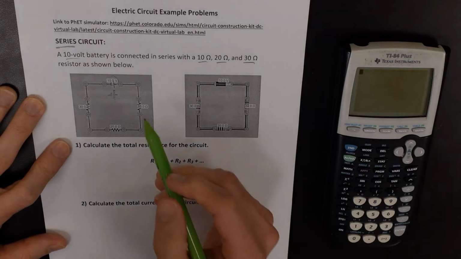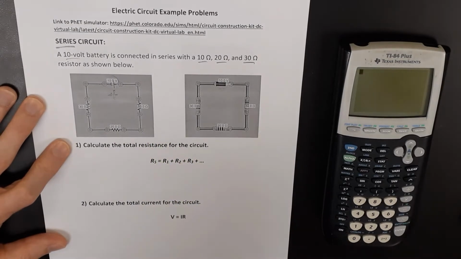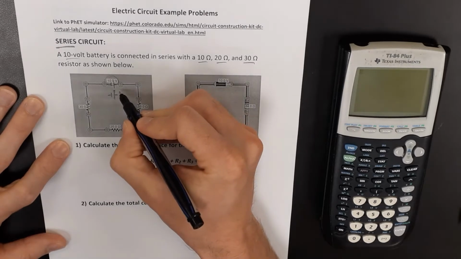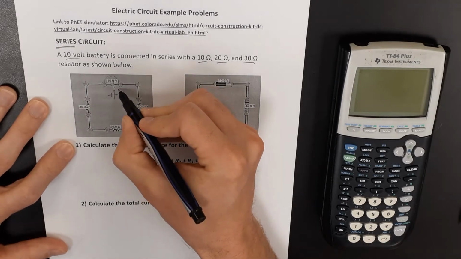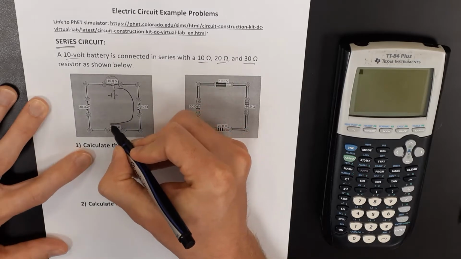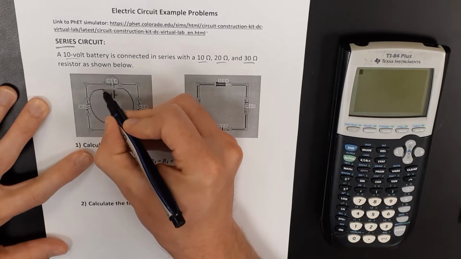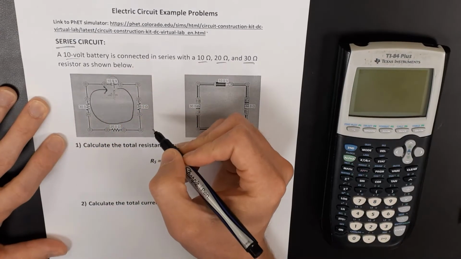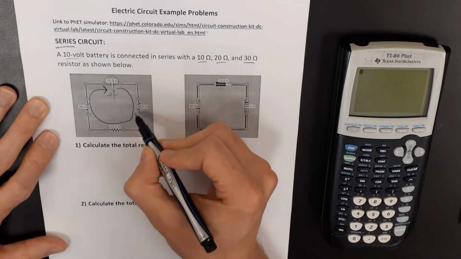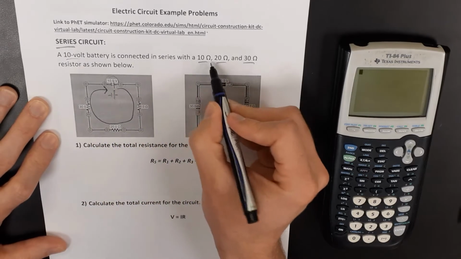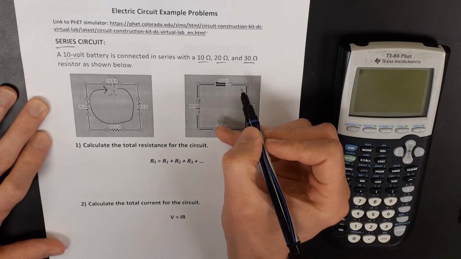All right, I know this is a series circuit because there's only one pathway that the current, the conventional current, would flow from the positive terminal through these resistors and back to the negative terminal again. So there's only one pathway. The same current must flow through all 3 resistors.